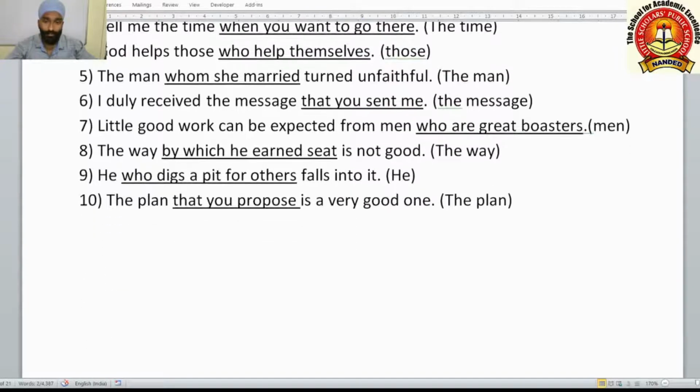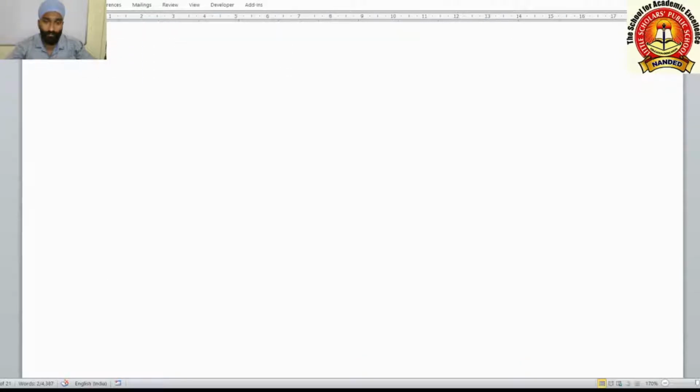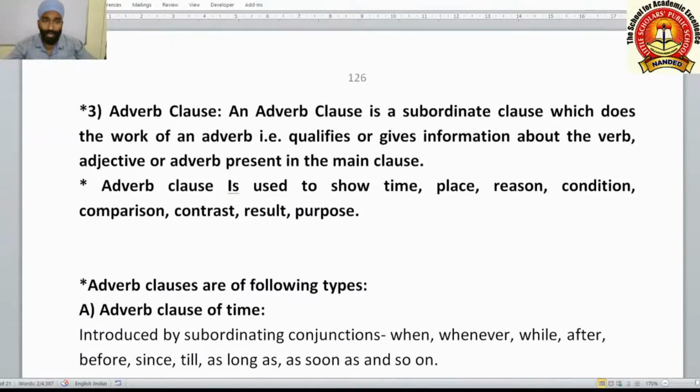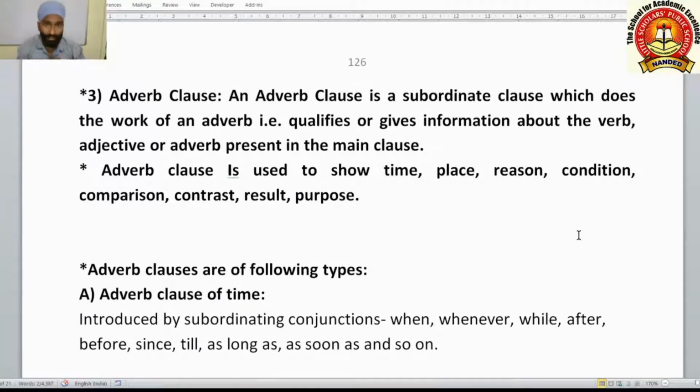Now let us proceed to understand the adverb clauses. You know what is an adverb? An adverb tells more about a verb or an adjective or another adverb. This is a simple definition of an adverb. So here this role is played by our adverb clause. A clause, if it plays the role of an adverb, is an adverb clause.